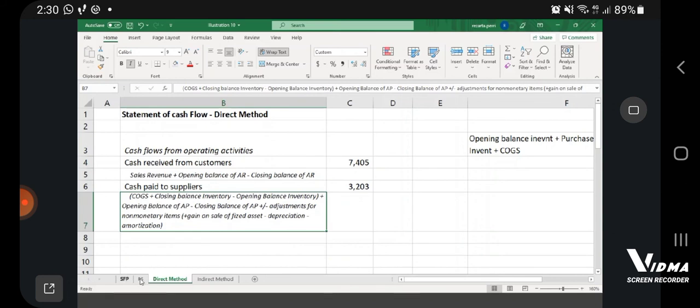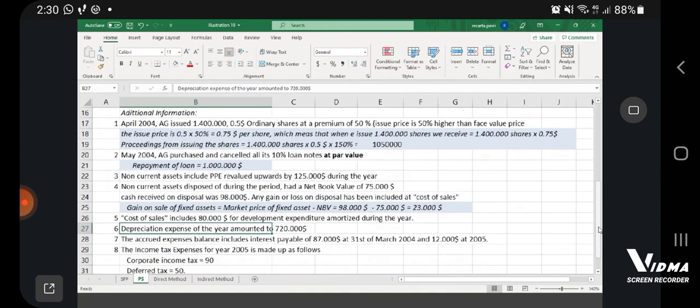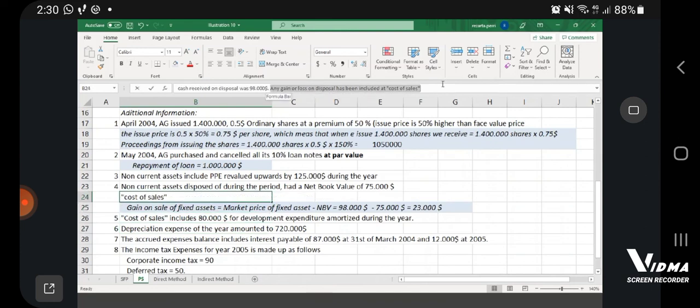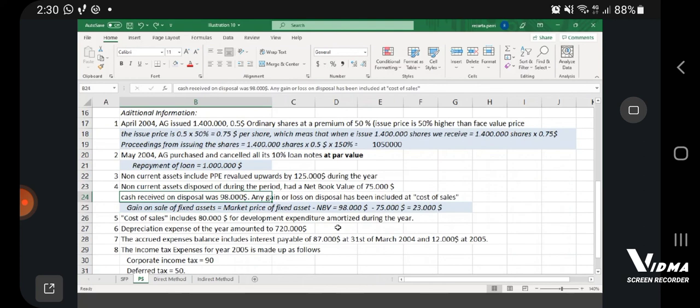That's why we took so much time to read very carefully through this additional information, and we saw that included in cost of sales, there were three different non-monetary items. The gain on sale of fixed assets, because it is said here that any gain or loss on disposal is included in the cost of sales, as you see, and also depreciation and amortization.